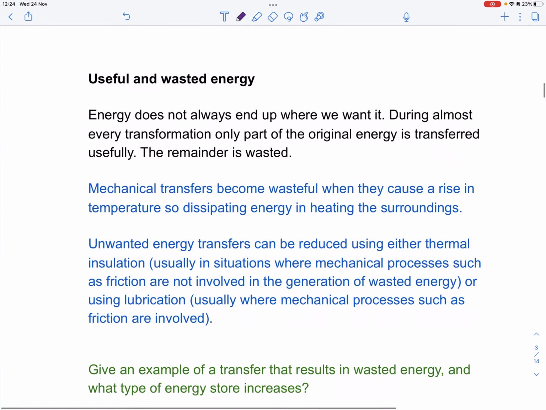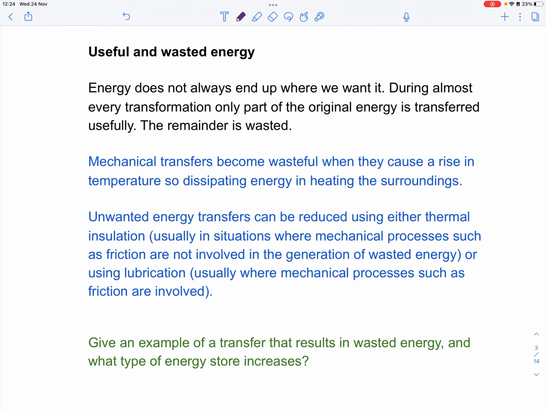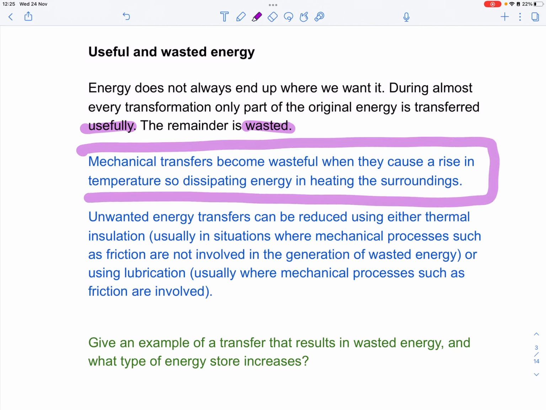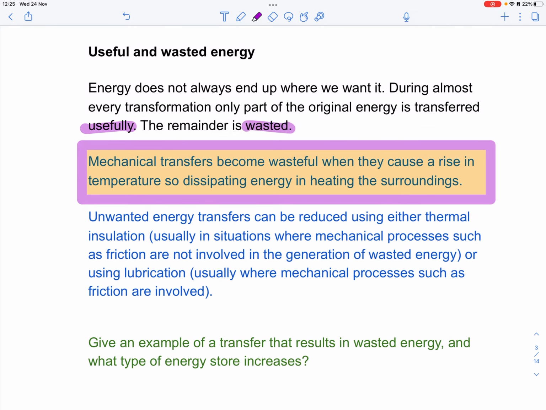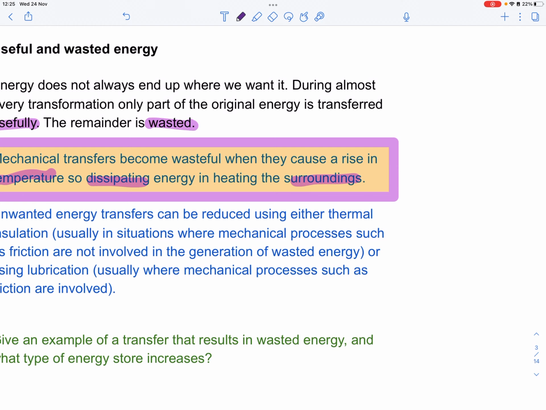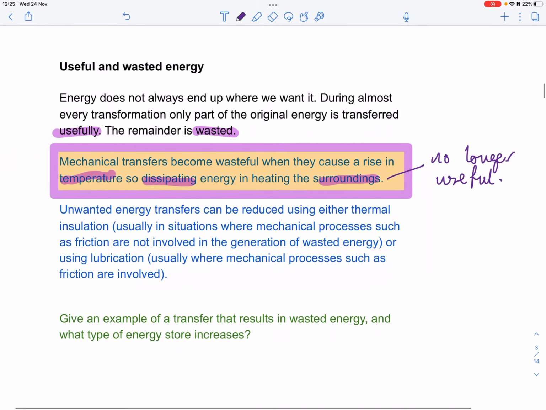Okay, but not all of it goes to where we want. In any energy transfer that occurs between one store and another via any of those transfer methods, in almost every single case, part of that original energy store is wasted. Some of it, sometimes most of it, gets transferred into something that we actually want, but in some cases the majority will be wasted. And usually with a mechanical transfer, that becomes wasteful when it causes a rise in temperature of the system. When the temperature goes up, that dissipates that energy into the surroundings, and that is no longer useful. The energy that's transferred into the surroundings, usually by heat or by a radiant transfer from a hotter object, is no longer useful and cannot be used again. So energy disappears from the system forever, and effectively just heats up the surroundings.